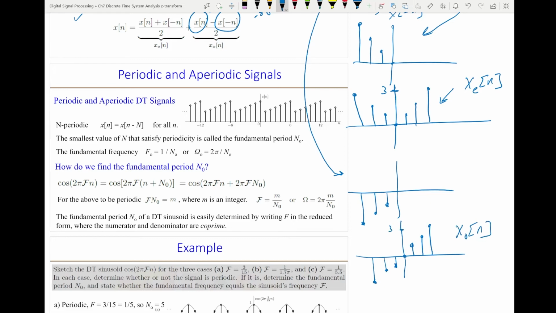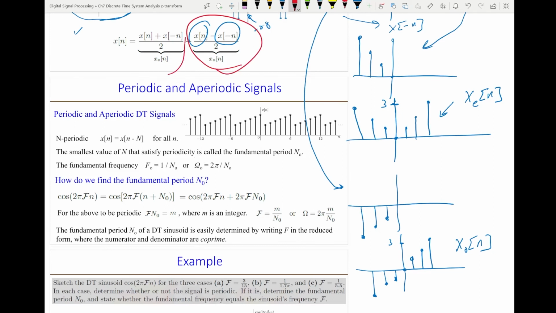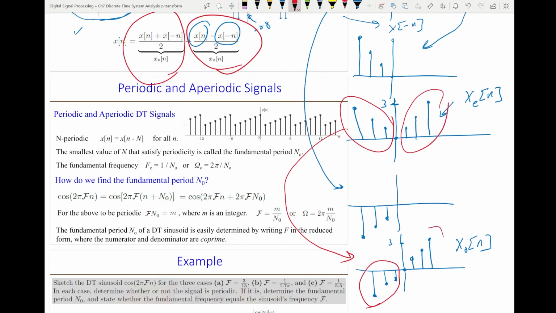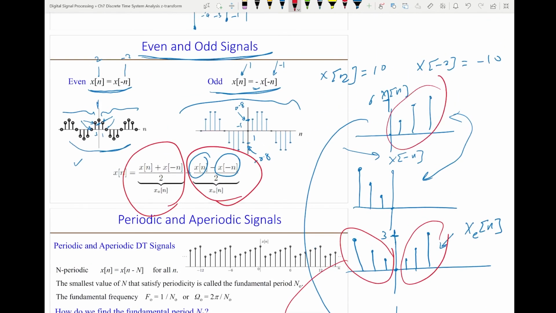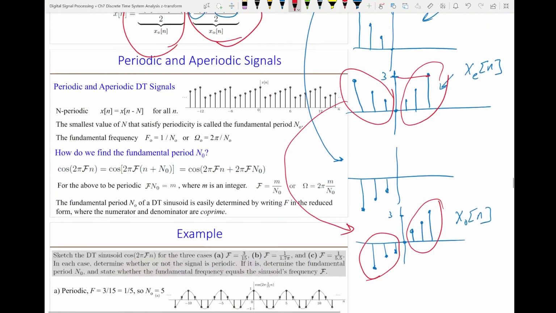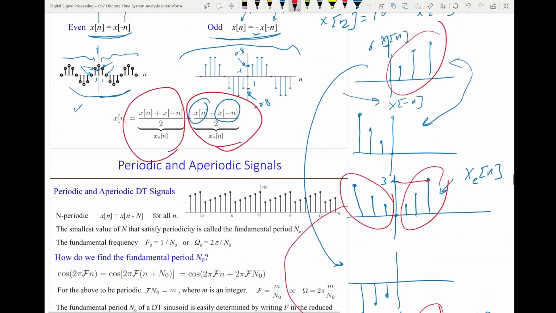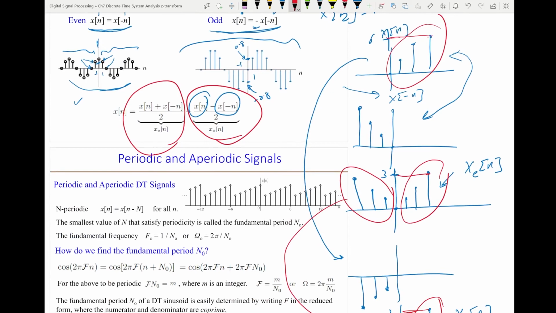So now if I add this even function and odd function, this one here will cancel this, and these samples will add up with these samples to give me the original. If that is the 3, it will add up with this 3, I get 6, which is this.